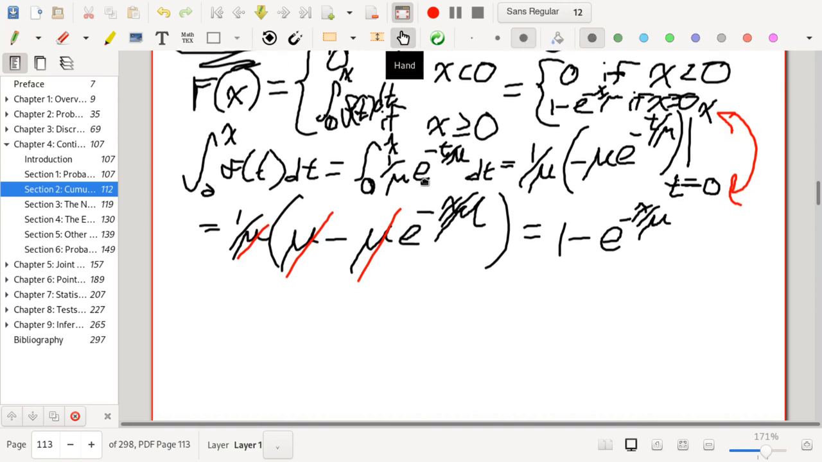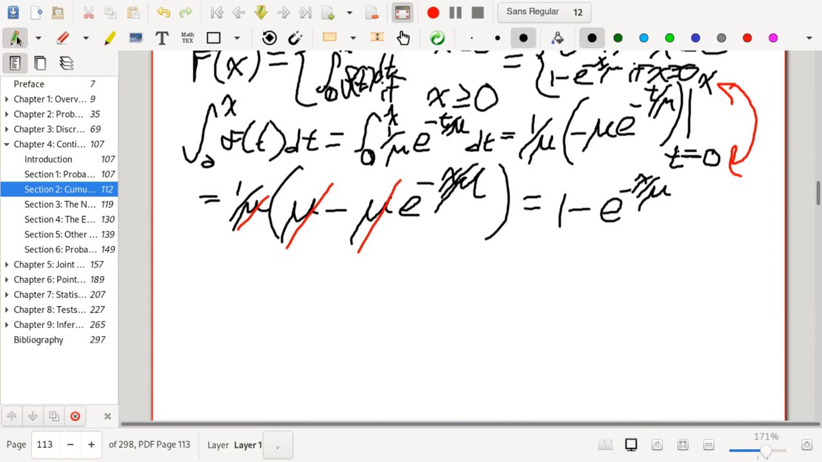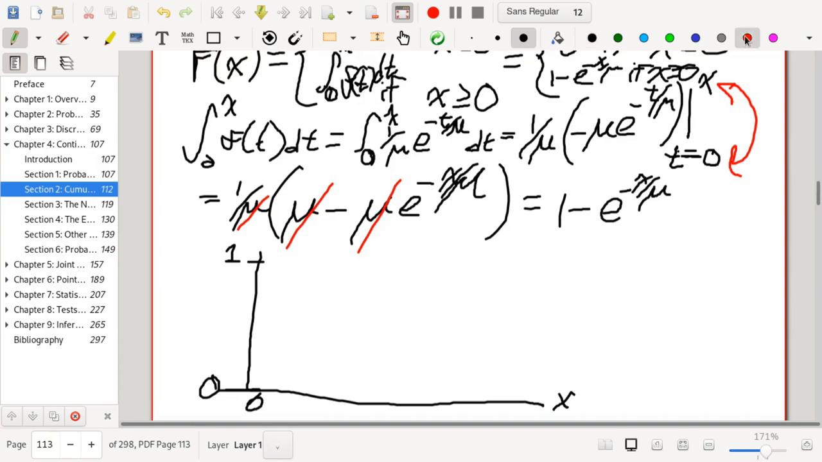All right, and now we could plot this. Here's 1, here's 0. We'll actually plot a little bit to the left of x equals 0. So plotting this thing, to the left of 0, the function is going to be 0. It is continuous at 0 because we could plug in 0 for x, and this term would be 1 minus 1, which is 0.